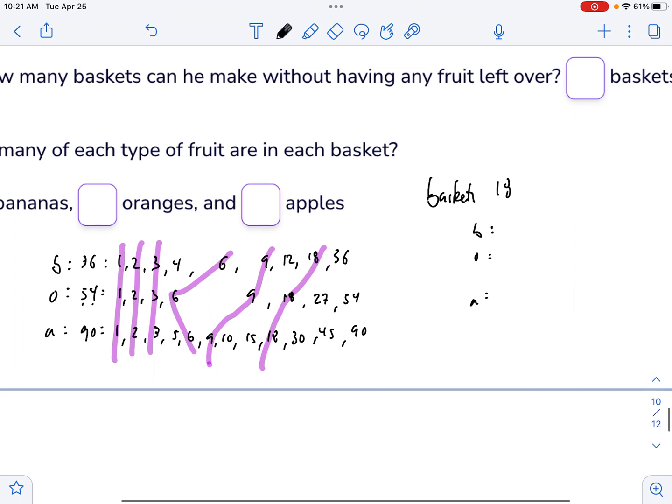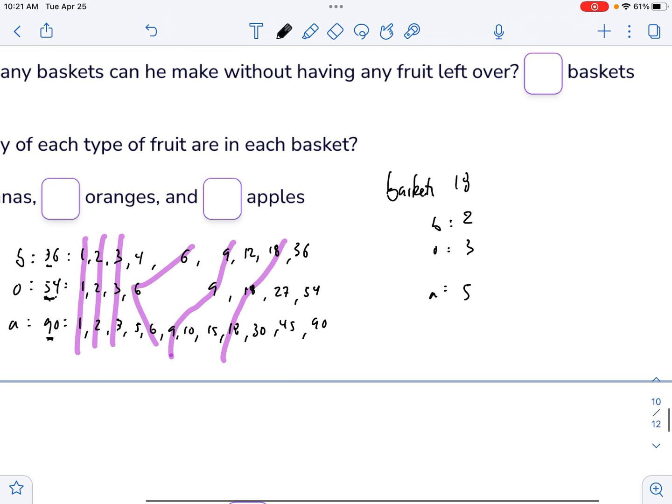Okay, if we're going to make 18 baskets, how many bananas am I going to need? So remember, I have 36 bananas. So if I'm making 18 baskets, I'm going to put 2 in each one. If I'm making 18 baskets and I have 54 oranges, 54 divided by 18 is 3. Apples, I have 90 apples, and if I make 18 baskets, 90 divided by 18 is 5.